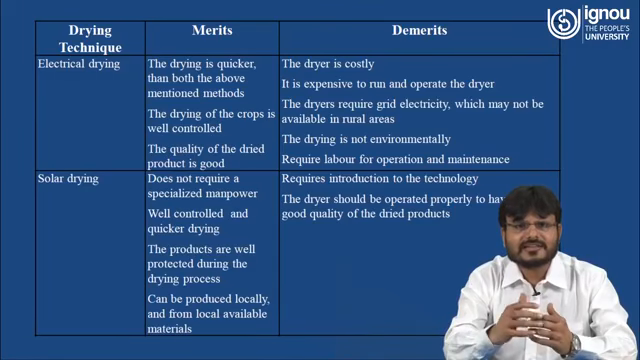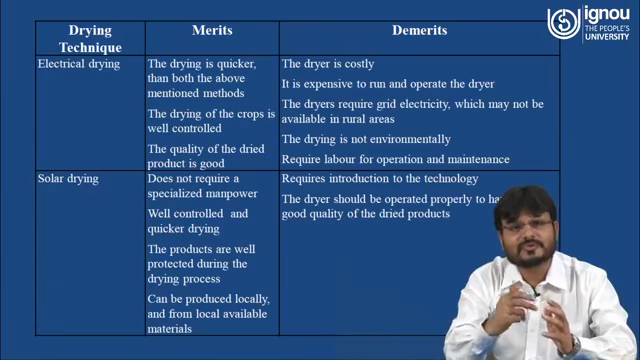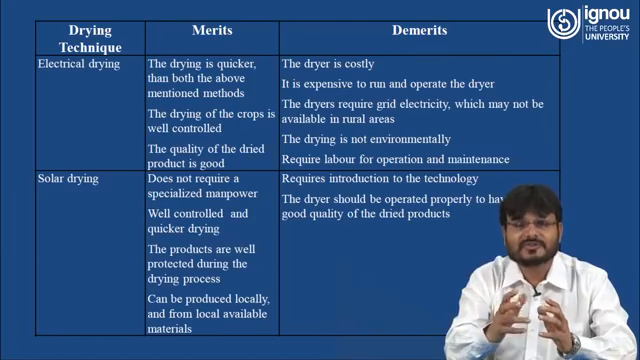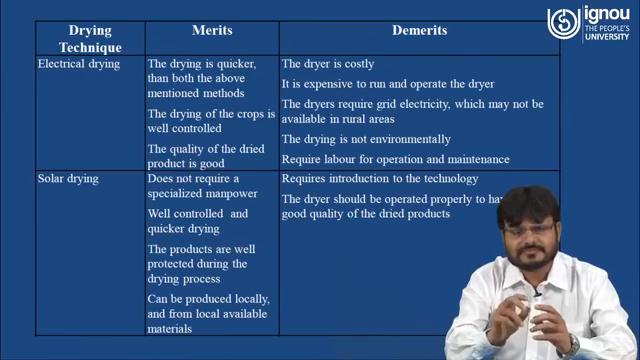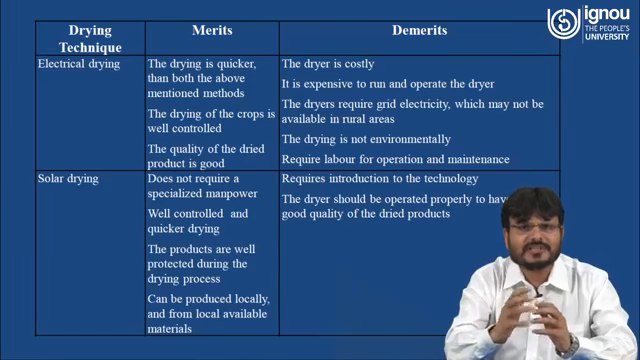But the drying of this crop is well controlled, because with electrical appliances you can control the temperature, or you can control the speed of the air. Like a fan in your room, by the regulator you can control the speed of that fan. Similarly, you can control the speed of the blower, that means the speed of the air coming inside the chamber and going out from the chamber. So it is well controlled. The quality of the dried product is also good.